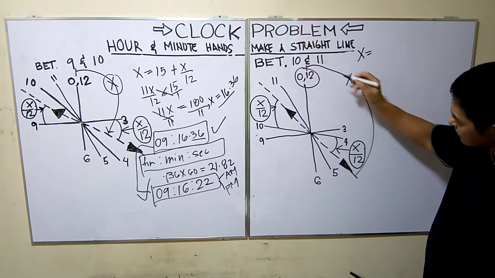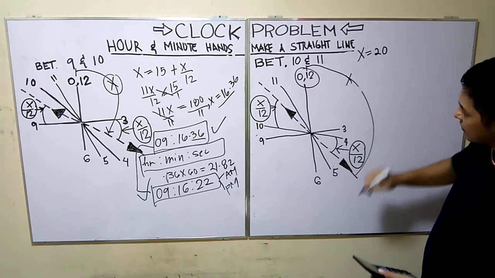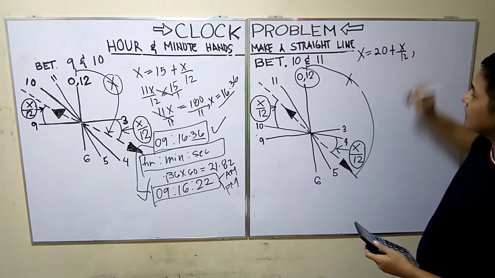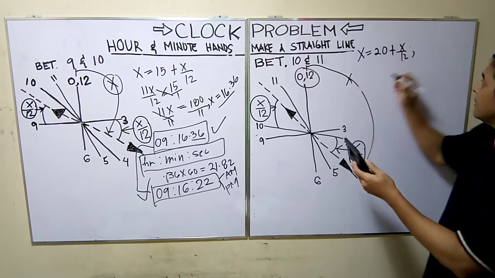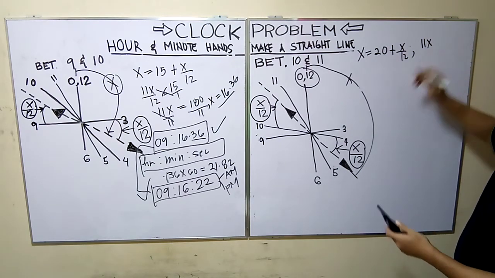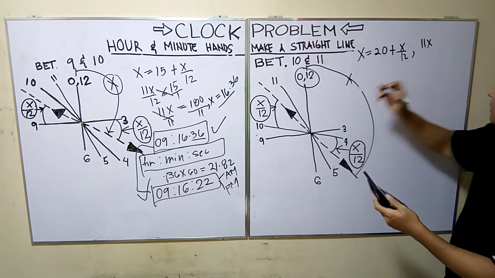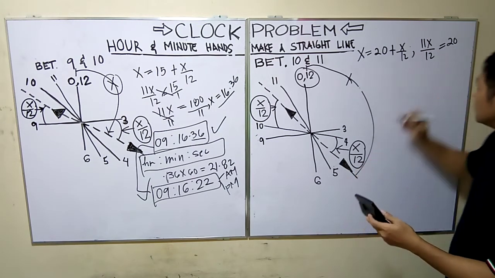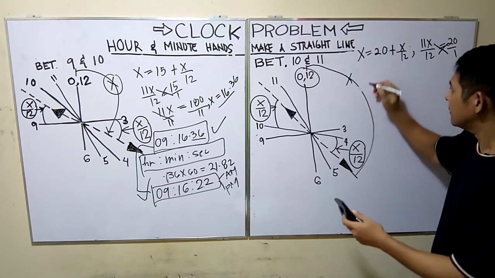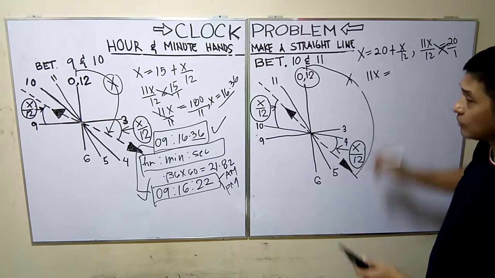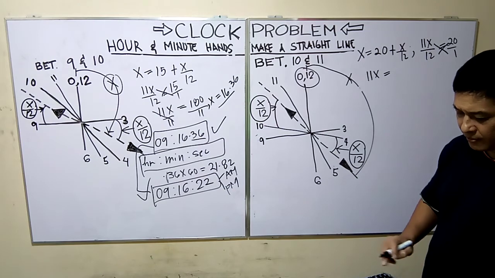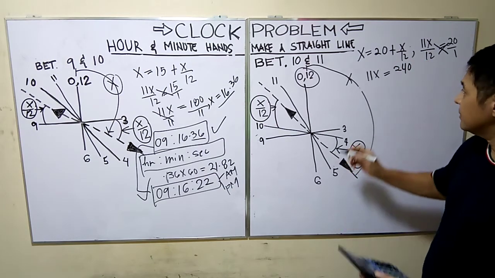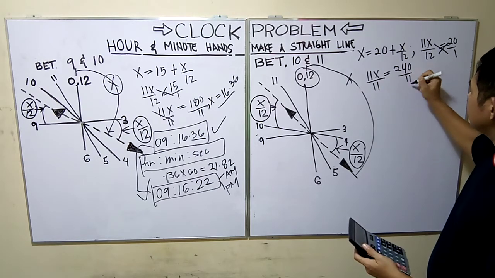So, magmula sa reference point hanggang 4 ay 20, plus X over 12. Therefore, mangyayari ay, lipat natin 11X sa kabila. 11. Ibig sabihin, lilipat natin yung X over 12 sa kabila. Magiging 11X over 12 is equals to 20. Therefore, cross multiplication. 11X is equals to 20 times 12, 240. To get the value of X, we have to divide both sides by 11.